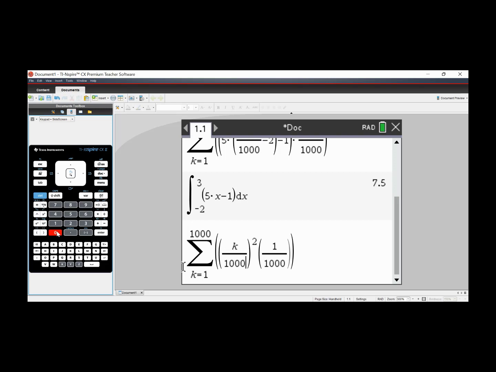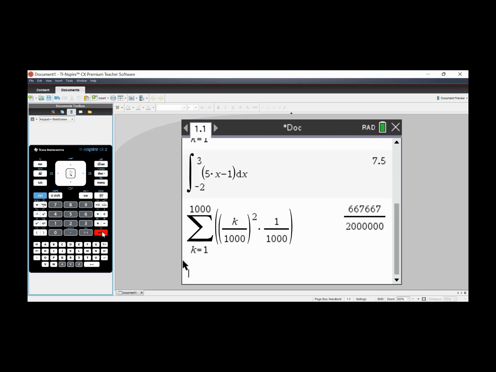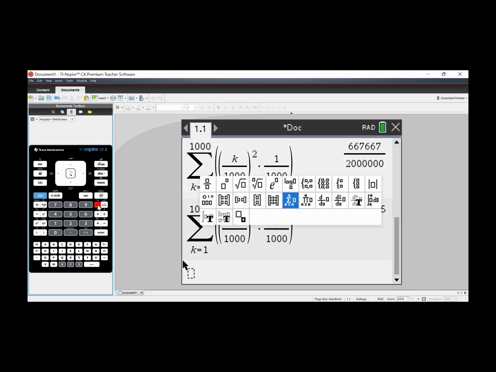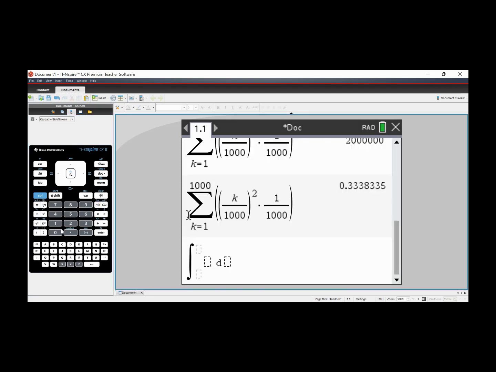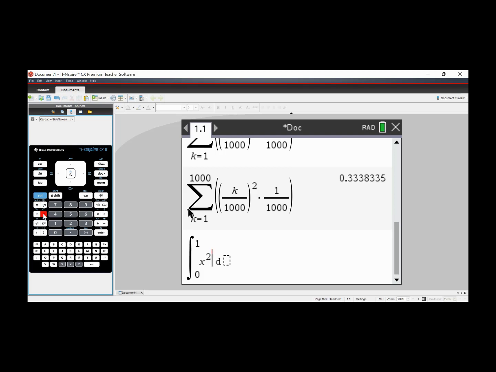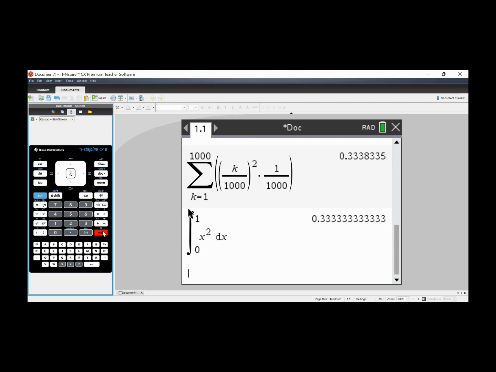I'm so used to my n's, but we had to let n be a really big number, and we've got another fraction. So again, I'm going to hit Control Enter. So we have 0.3338335. Now let's see what our integral gives us. We use the template key. We get our definite integral there, which goes from 0 to 1. We have x squared dx. Hit enter, we get 0.3 repeating. So those are pretty darn close considering we only guessed at 1000. We did not let n go to infinity.